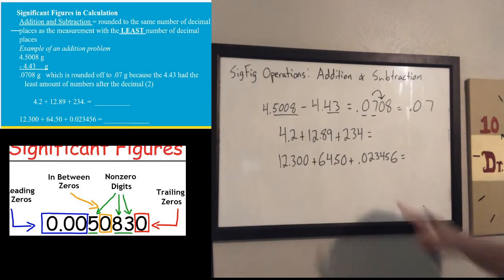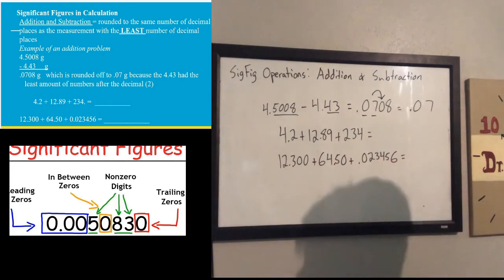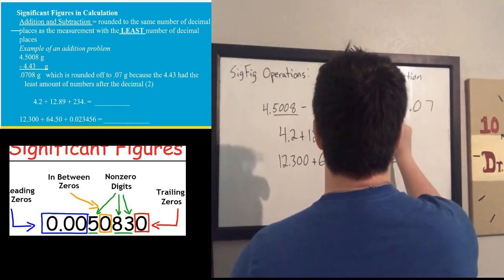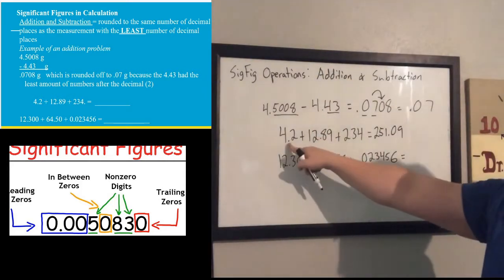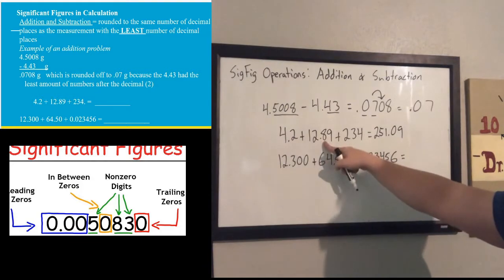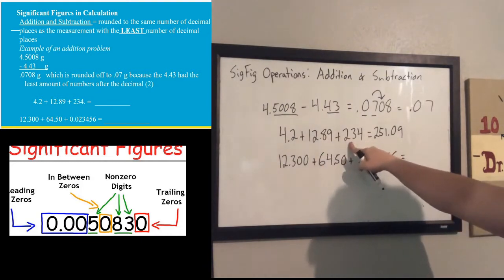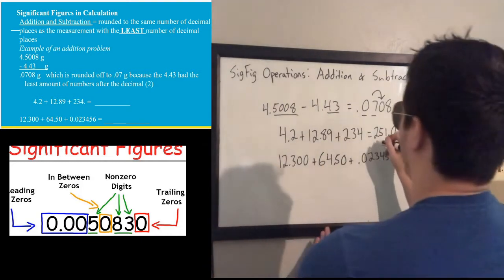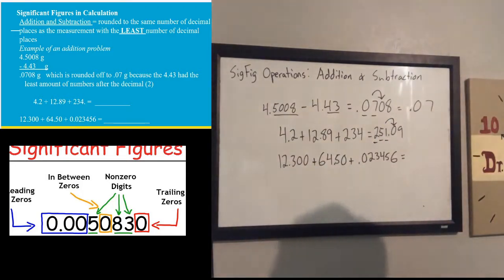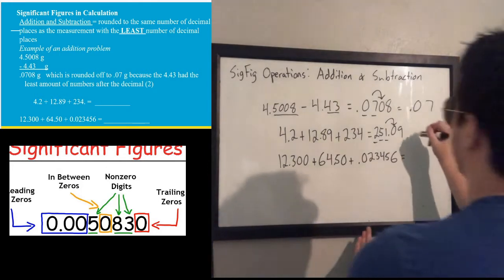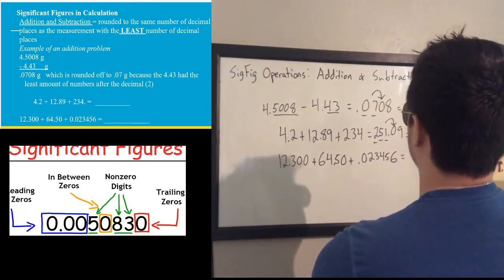With our next couple of examples that are in your notes, we're going to plug it in, write down exactly what the calculator tells us, and then round. For this top number, we get 251.09. This number has 1 decimal place. This number has 2 decimal places. This number has 0 decimal places, which means we are going to round to the 1's place. We're going to round to 0 decimal places. So 251.09 simply becomes 251.